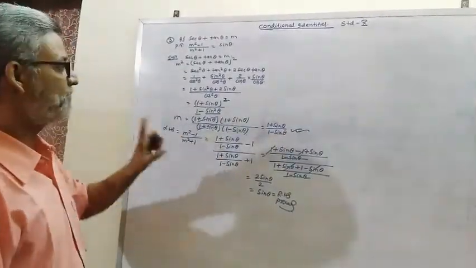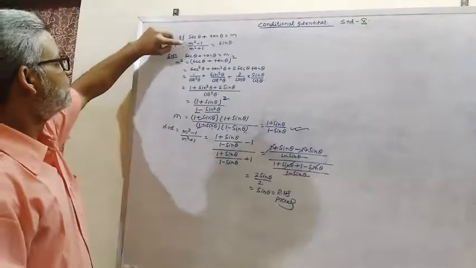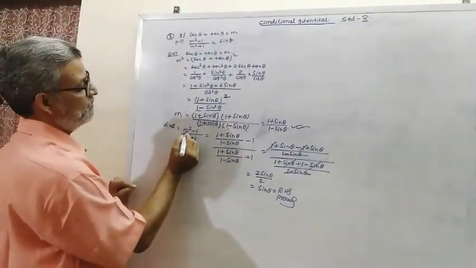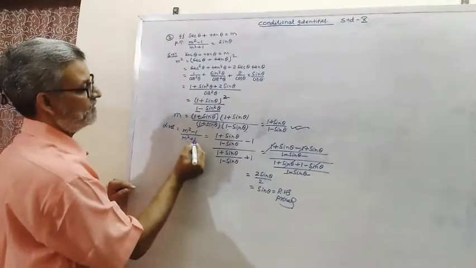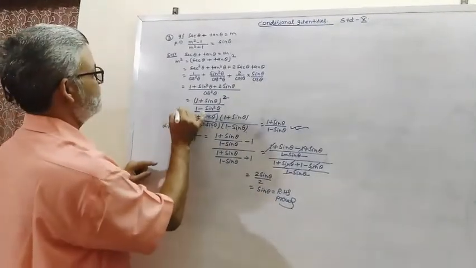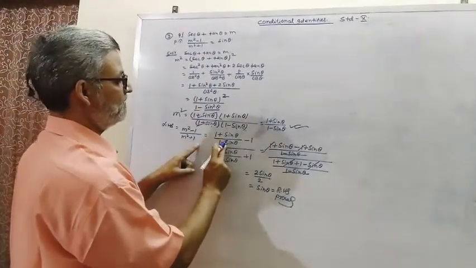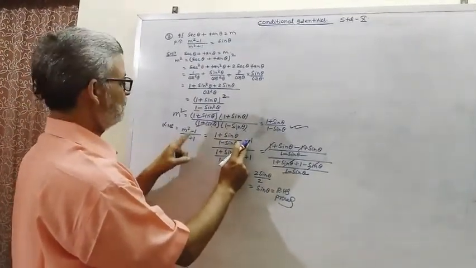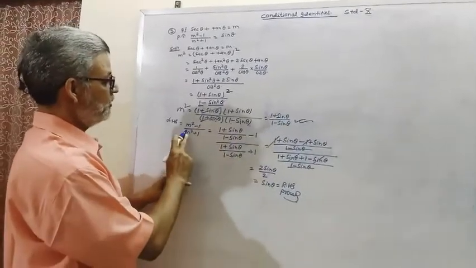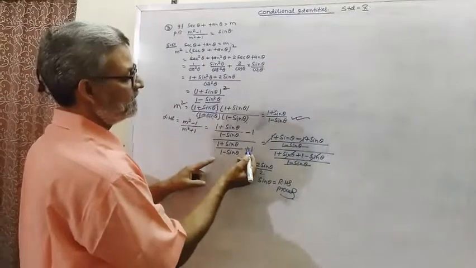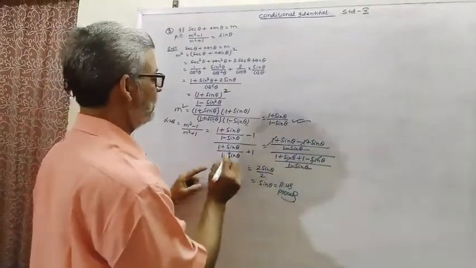So now we have the value of m square. This value we substitute in LHS. So LHS is equal to m square minus 1 by m square plus 1. This is the value of m square actually. So in the numerator, m square means 1 plus sine by 1 minus sine, minus 1, and in the denominator, m square means 1 plus sine by 1 minus sine plus 1. Here you simplify, easily you will get the result.